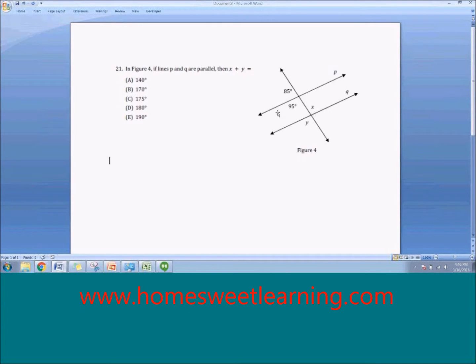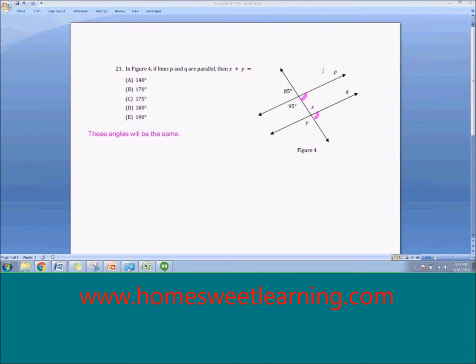If you have two parallel lines, then there's a couple of things you know right off the bat. For example, one of them is that this angle and this angle will be the same. Have you learned that? So let me just write down: these angles will be the same. You have to have two parallel lines with one intersecting for this to be true, though.